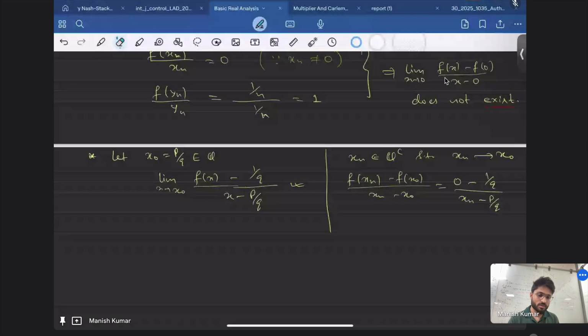I'm not telling you, sir, that is half. Oh, okay, I thought it's half. Okay, so this is diverging, right? Yes, it diverges to infinity. So the derivative does not exist.